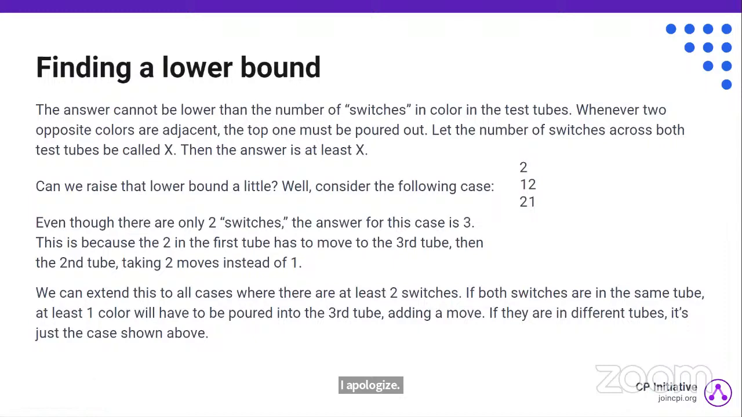So yeah, but generally in this case, we can just extend this to all cases where there are at least 2 switches, because if both color switches are in the same tube, at least one color is gonna have to be part of the third tube, which would add a move. And if the 2 switches are in different tubes, like 1 switch in each tube, then it's just the case shown above. And obviously this applies if there are more than 2 switches as well.